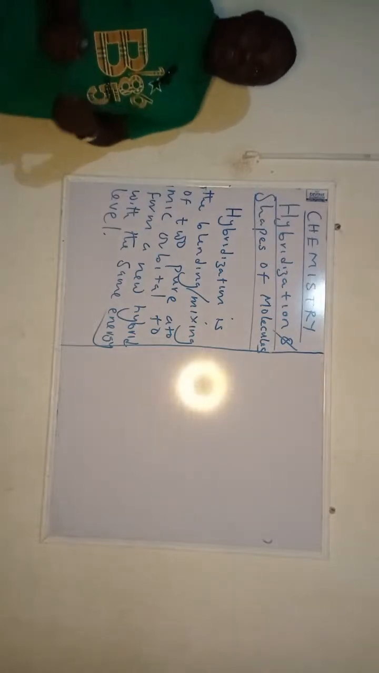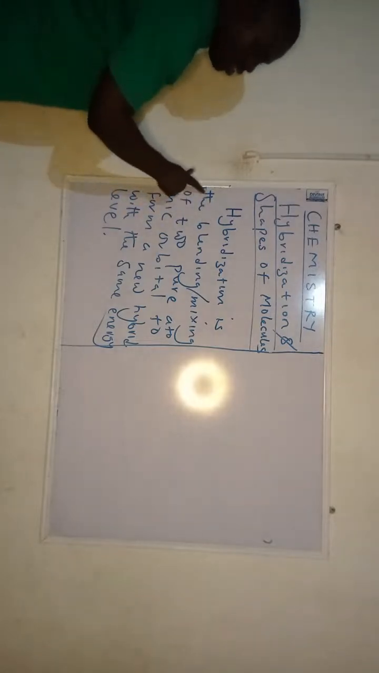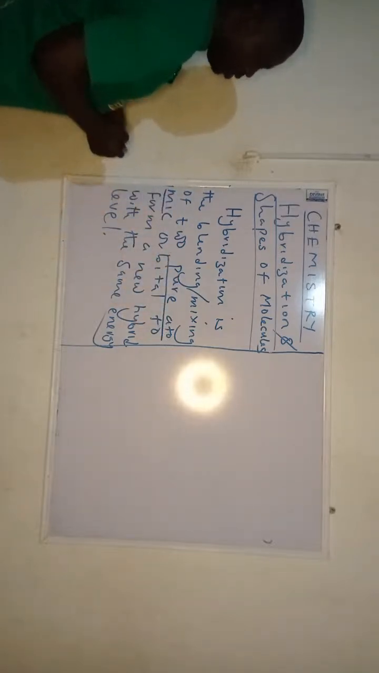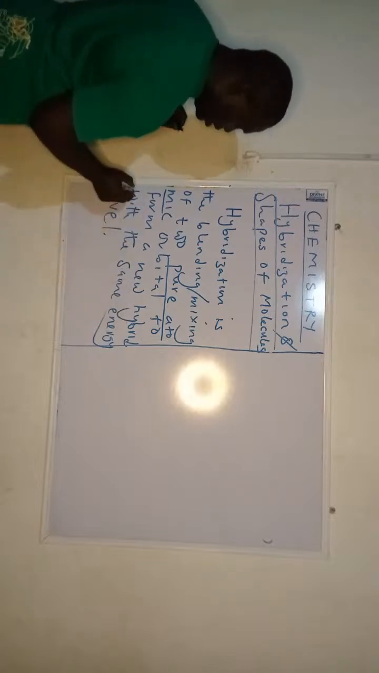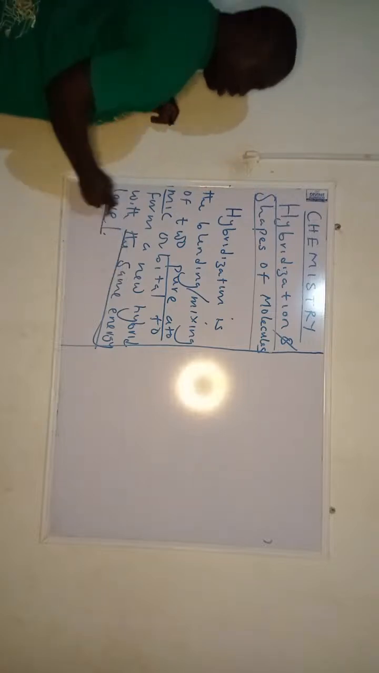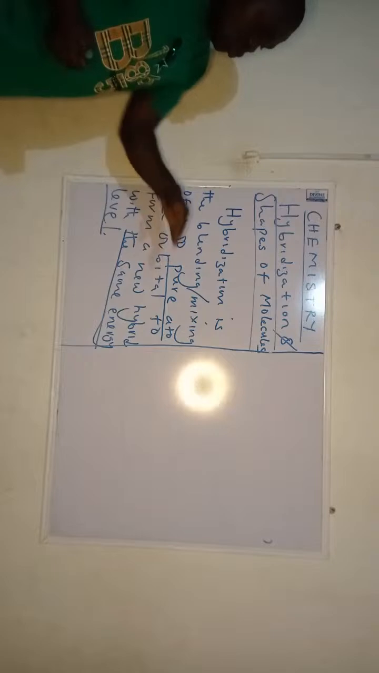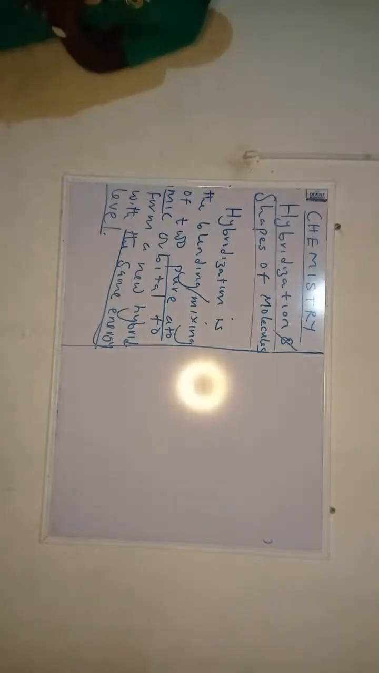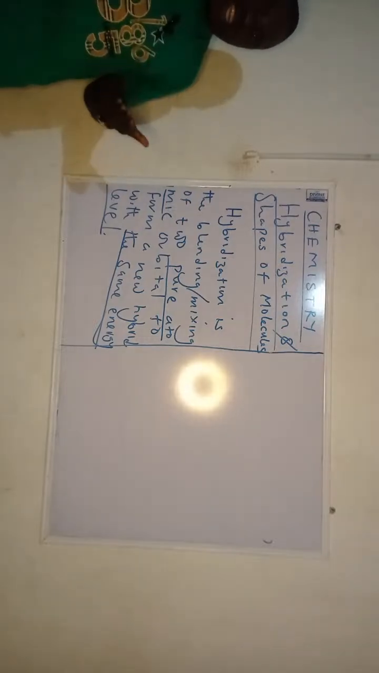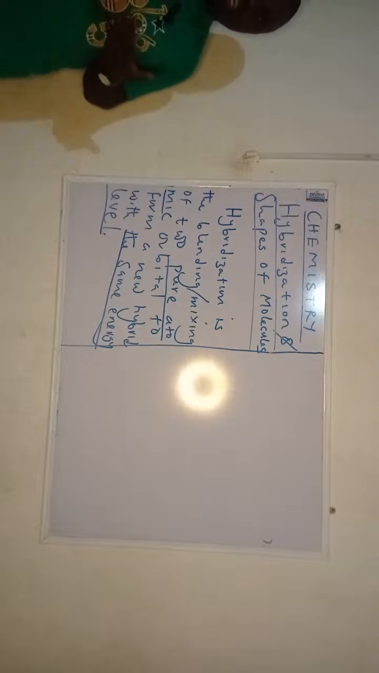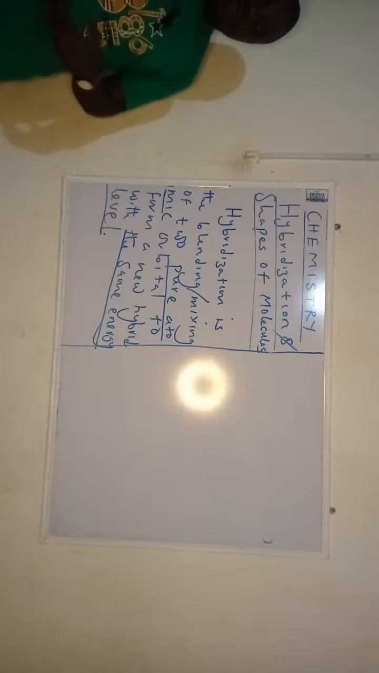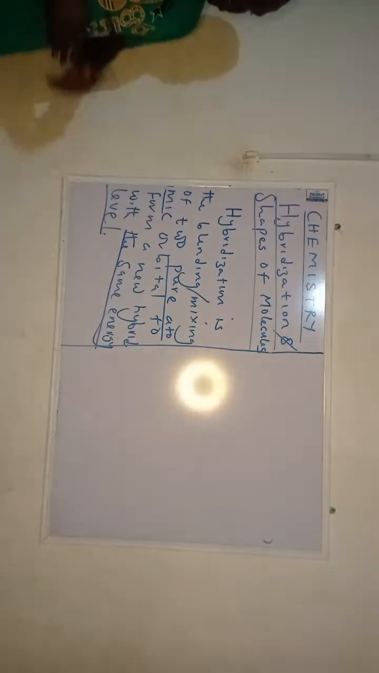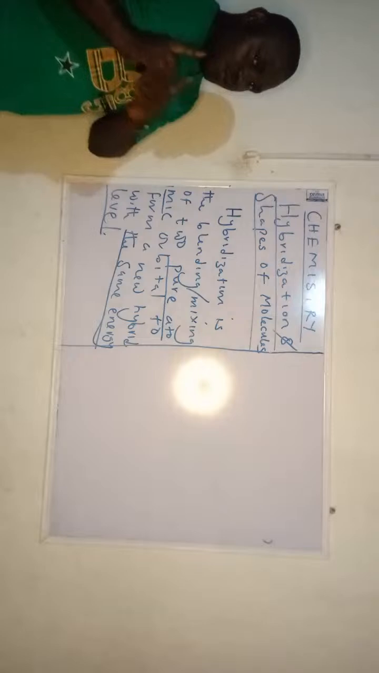This is so interesting and very important. Hybridization is the blending or the mixing of two pure atomic orbitals to form a new hybrid with the same energy level. The underlined words are very important: two pure atomic orbitals, forming a new hybrid of the same energy level. It means that you cannot mix 1s orbital with 2p orbital. That won't work. Neither can you mix 2s orbital with 3p orbital. That won't work either. So it must be of the same energy level. That's very important for you to note.